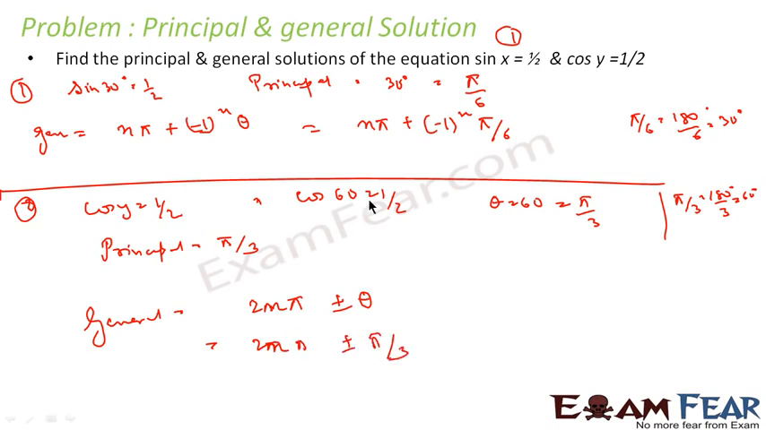So what we have done, we have found the principal solution. In case of sin x equal to 1 by 2, we got theta is equal to 30 degrees, that is pi by 6. In case of cos y is equal to 1 by 2, we got theta is equal to 60 degrees, that is pi by 3, and then we found the general solution. The general solution in case of sin theta is n pi plus minus 1 to the power n theta, in case of cos theta it is 2n pi plus minus theta, and in case of tan theta it is n pi plus theta.